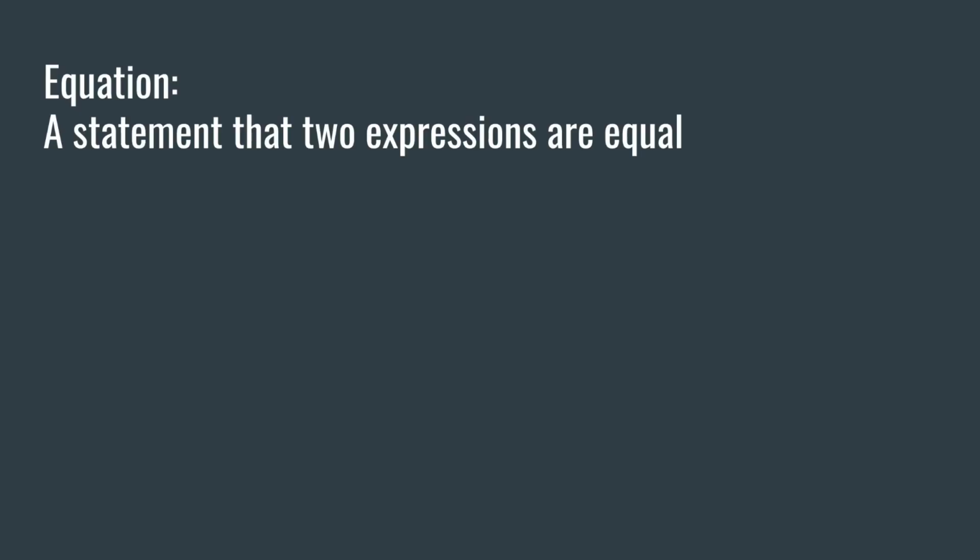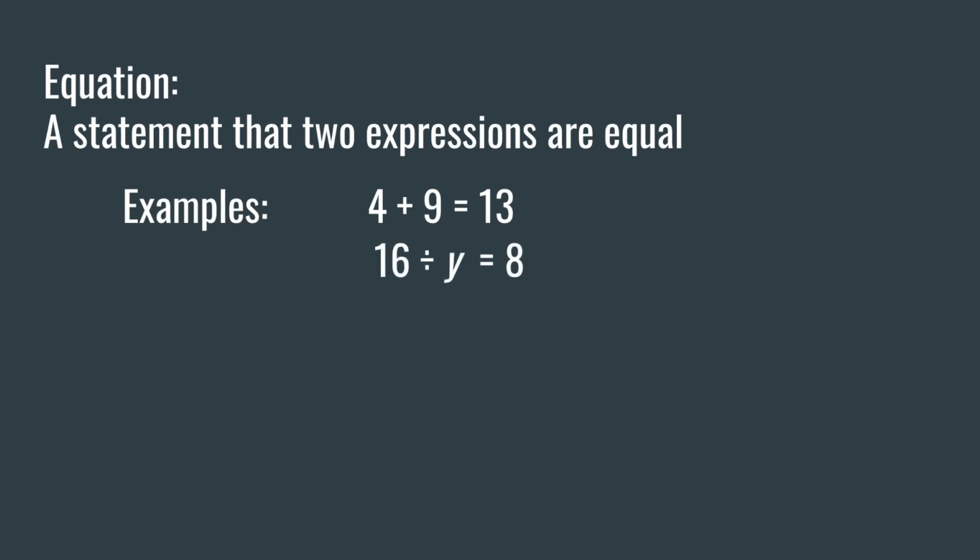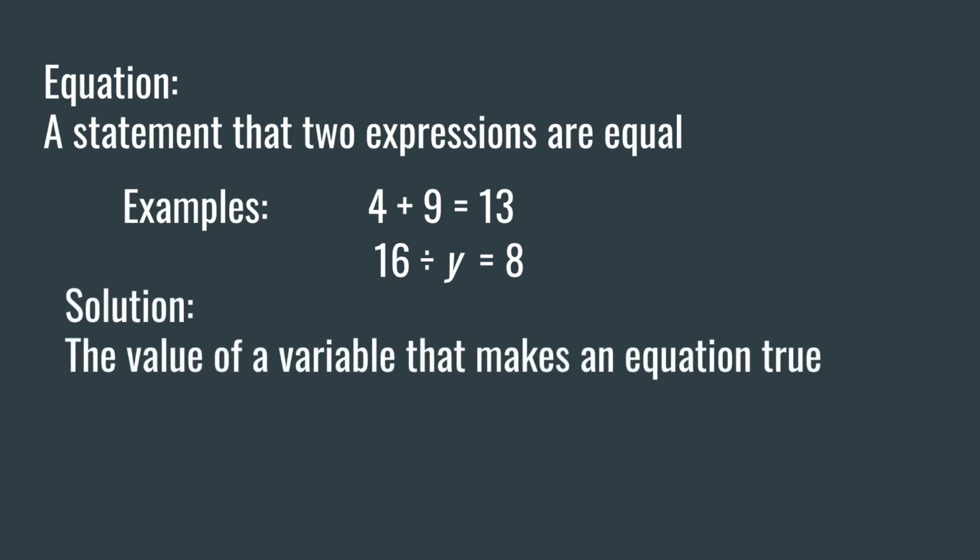An equation is a statement that two expressions are equal. So for example, 4 plus 9 equals 13 is an equation because it shows that 4 plus 9 is equal to 13. Equations always have an equal sign. 16 divided by y equals 8 is also an equation. However, this is an algebraic equation because it has a variable. Y is a variable. A solution is the value of a variable that makes an equation true.